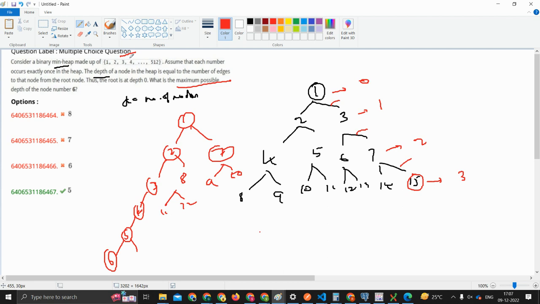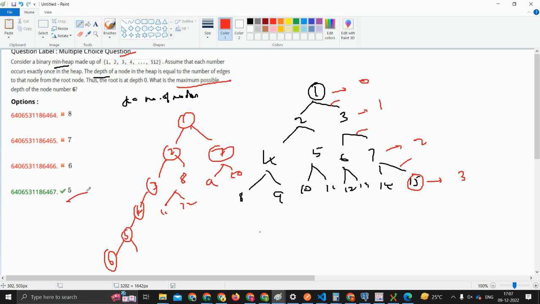Now, come to the argument: how can we say that the answer is 5? Afnan, under what instance are they asking about the depth only, no? Yeah, maximum possible depth. Depth of the node number six.